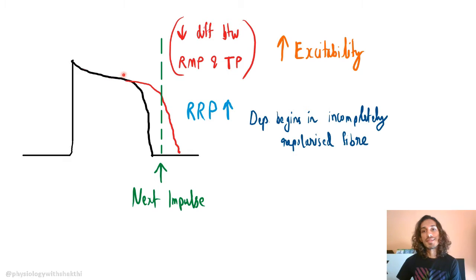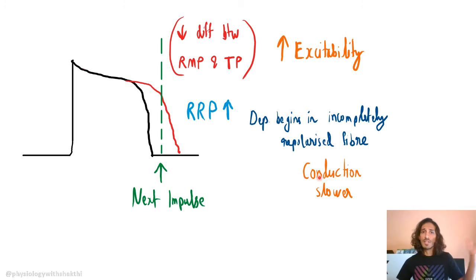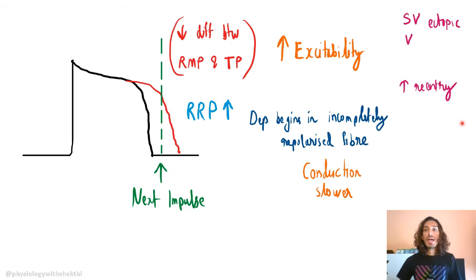Also, because this depolarization began during the incompletely repolarized segment. Okay, so the muscle has not repolarized completely before the next depolarization will come. So that kind of makes the conduction slower. This is especially important when you talk about your conductive fibers, especially in the Purkinje and all. This actually makes the conduction much slower. Okay. So ultimately, because of this increased excitability and conduction being slower, this will result in ectopics, supraventricular, ventricular, increased re-entry and all that.